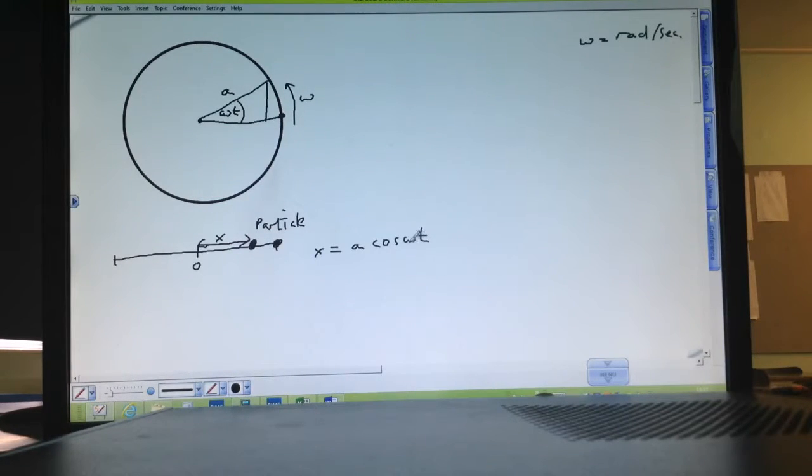Omega, is it constant or varied? In any given question, it's constant. Okay, that's a constant. T is the varying thing. A, constant or varying?